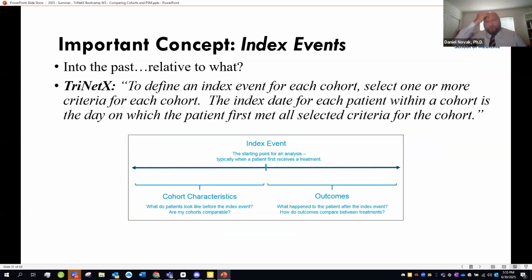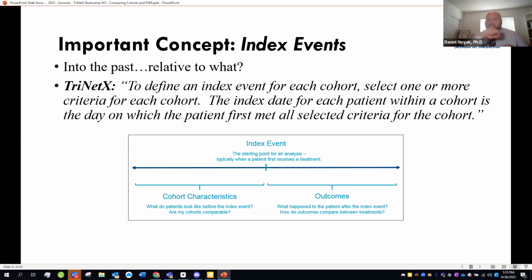So again, let's talk more formally about the definition of an index event. Basically, when we use index events to look into the past or the future, we're saying in the past relative to what thing that occurred. Again, the day the person had the heart attack, that's the day our study starts. Before that, we can define what occurred or did not occur. We can define what occurred or did not occur after that, but that's the anchoring date in our study. TriNetX defines it as: to define an index event for each cohort, select one or more criteria for each cohort.